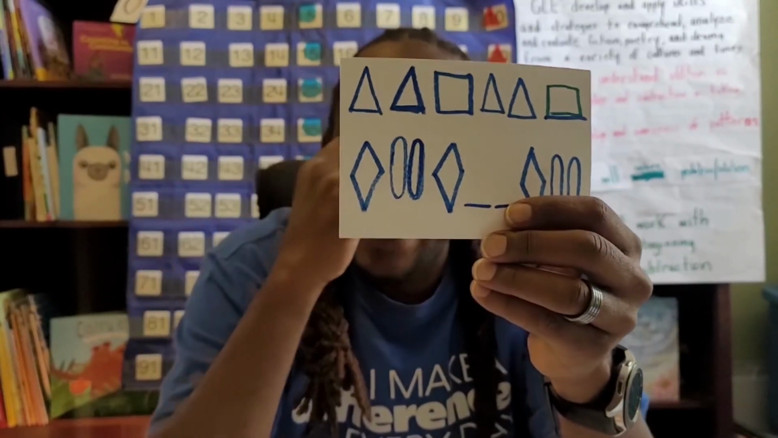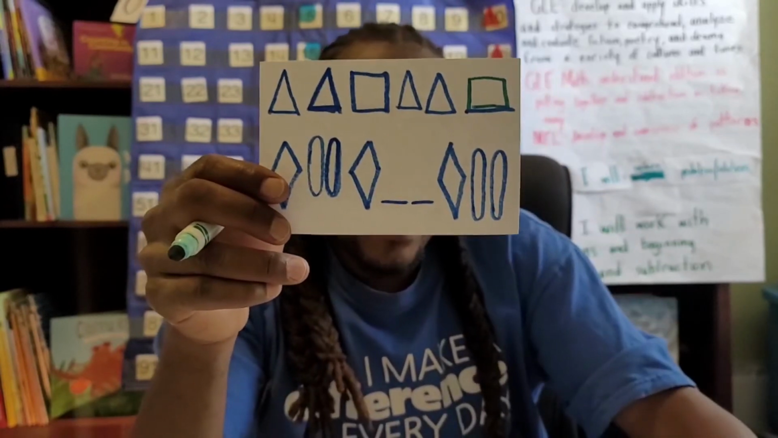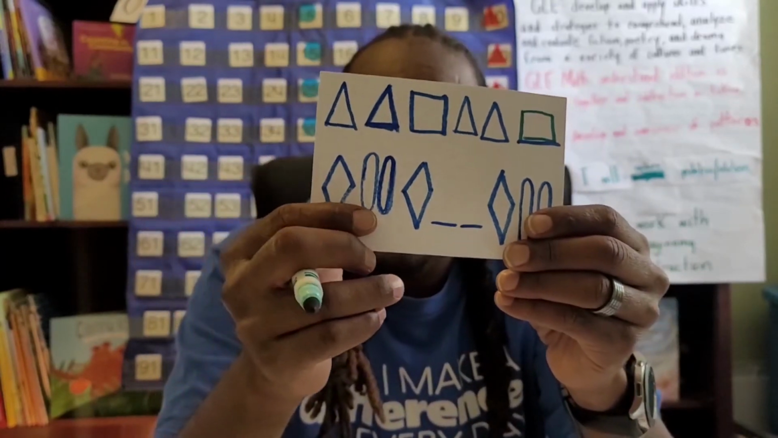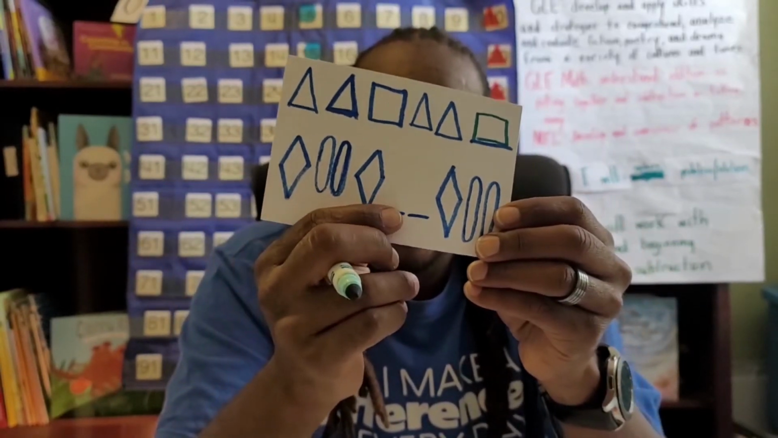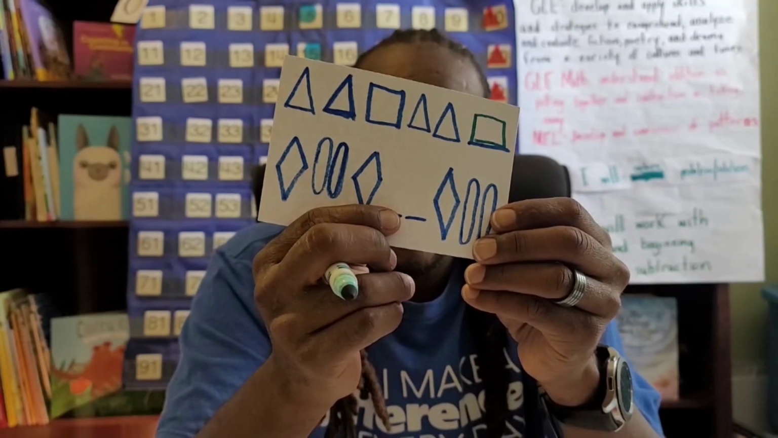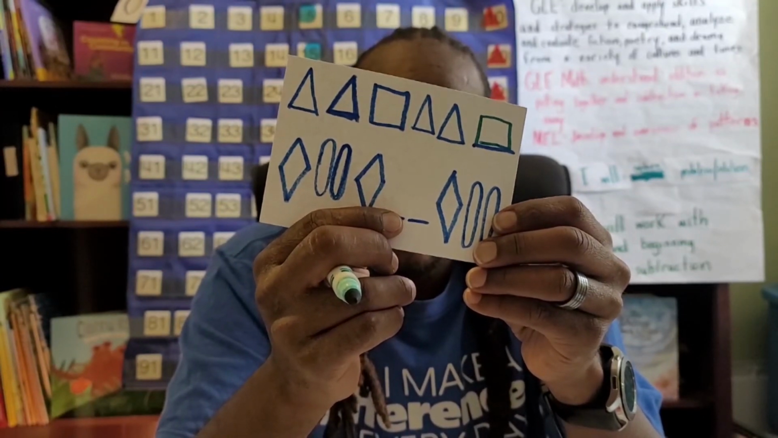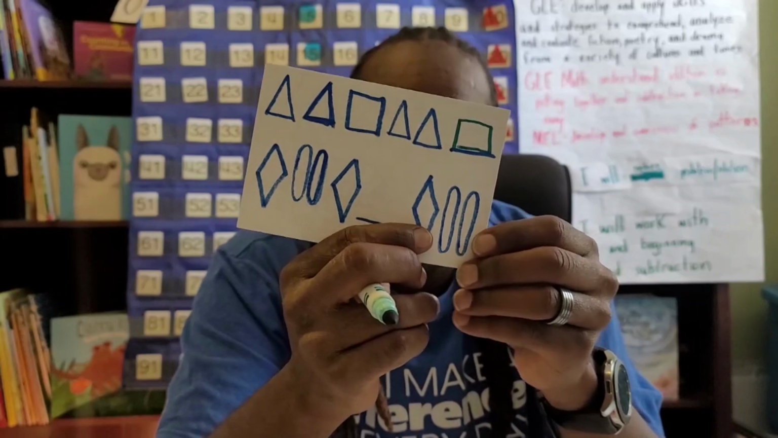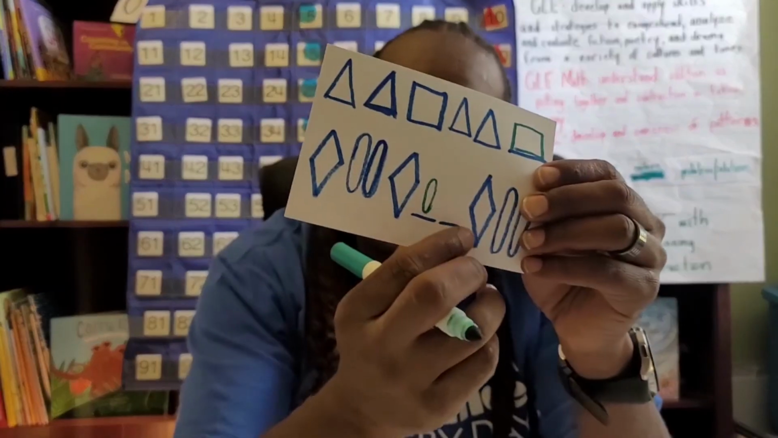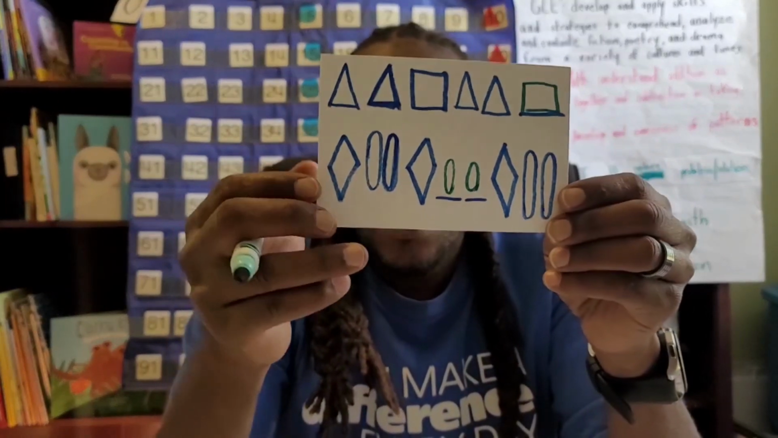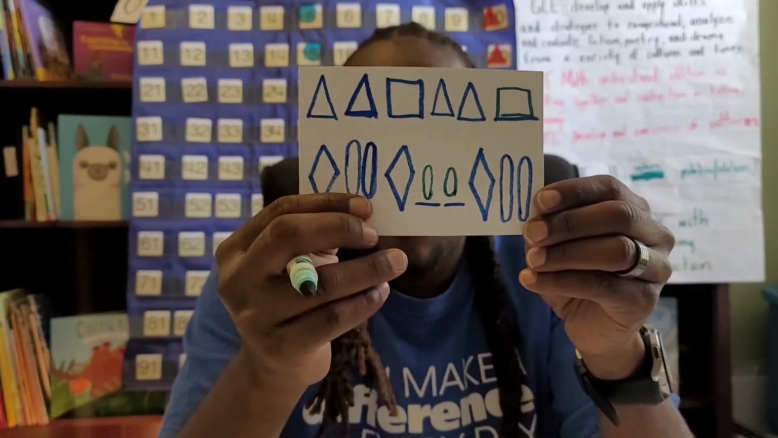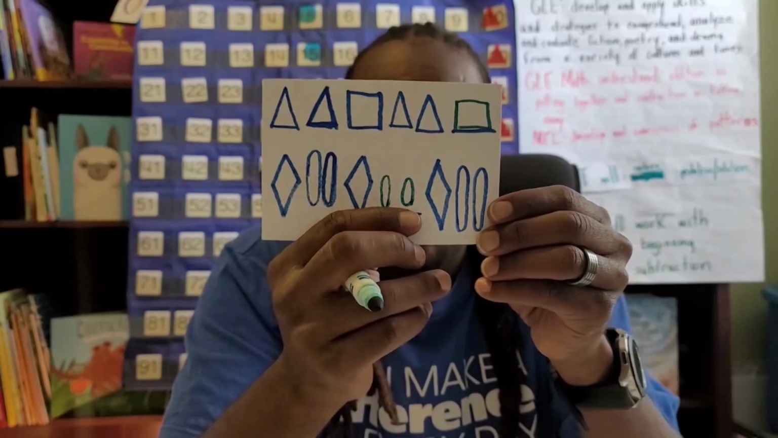Now let's look at the bottom one. Rhombus, oval, oval. Rhombus. What goes right here? Blank, blank, rhombus, oval. Oval! You are correct. How many ovals? Now what goes right here? Oval! You are correct. Rhombus, oval, oval. Rhombus, oval, oval.